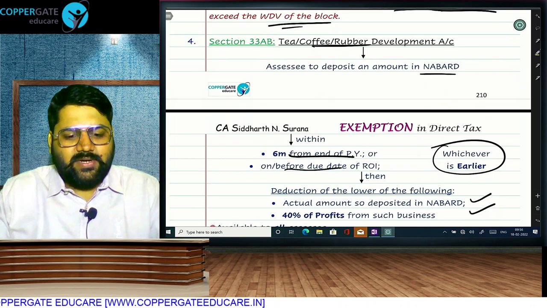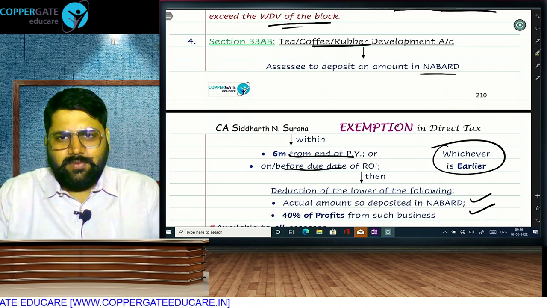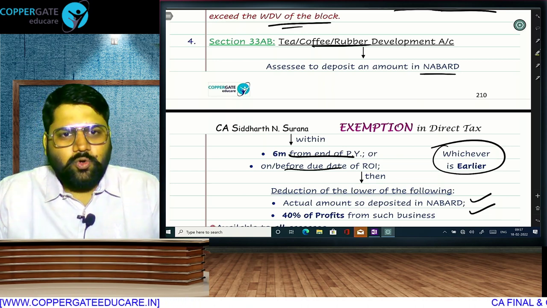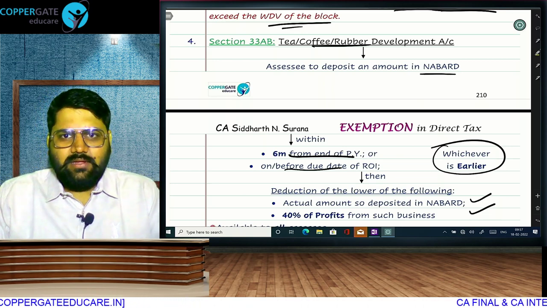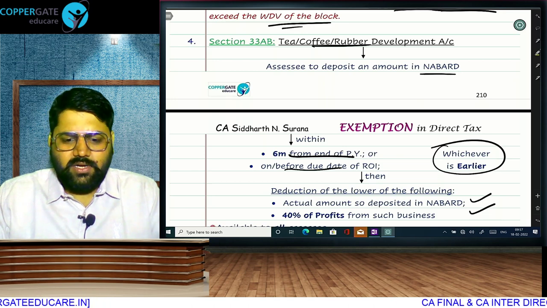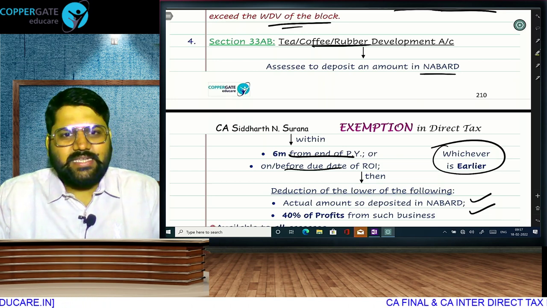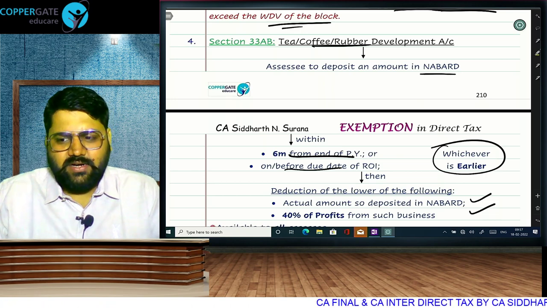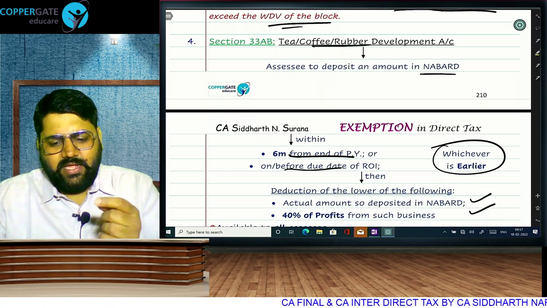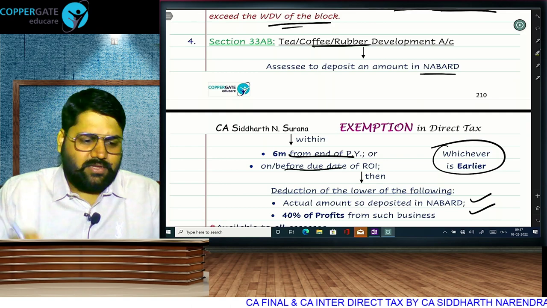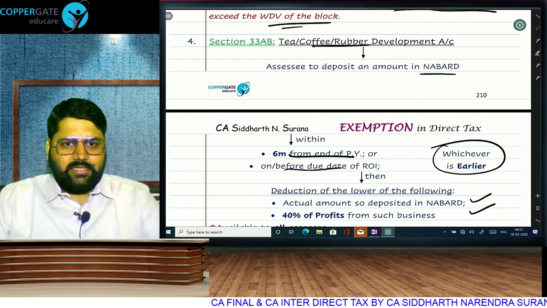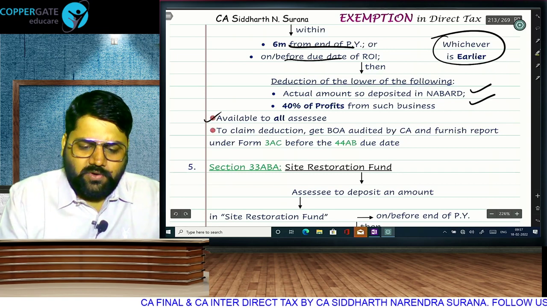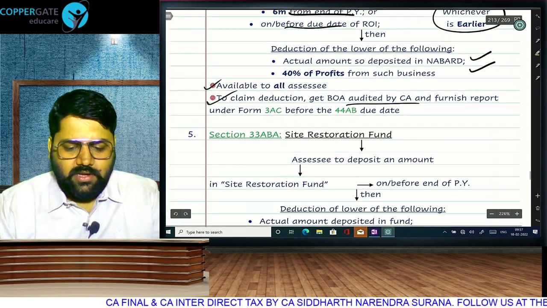In tea business, 60% is agriculture. In rubber business, 65% is agriculture. In coffee business, there are two options. It can be 60% or 75%. If you are doing only basic activities, then it will be 75% agriculture. And if you are mixing flavors, roasting or grinding, doing all those additional activities, then only 60% will be agriculture. We are very distinctly aware of that. The deduction will be available for all assessees and CA report is going to be required.